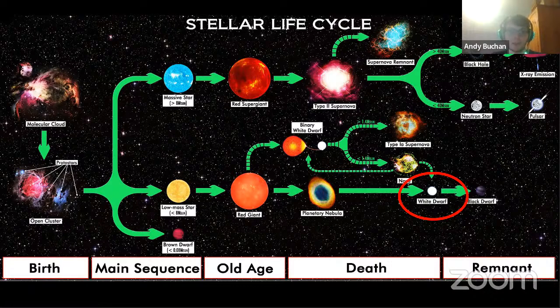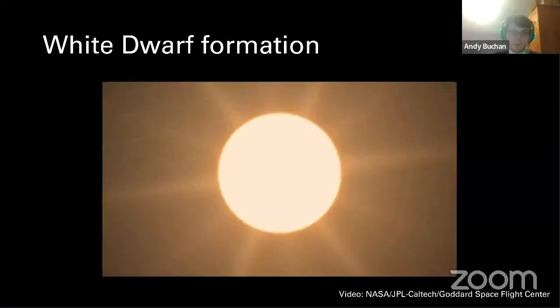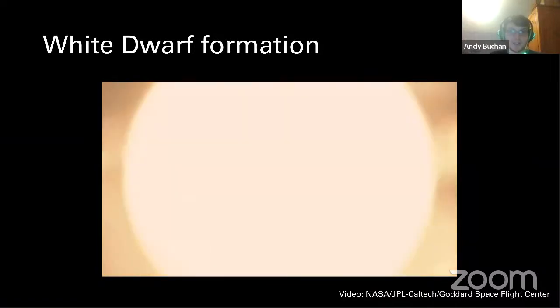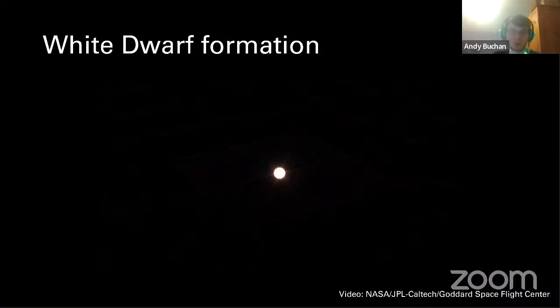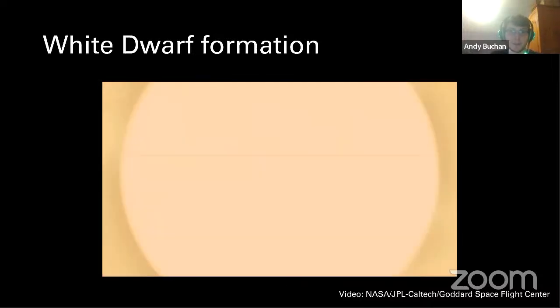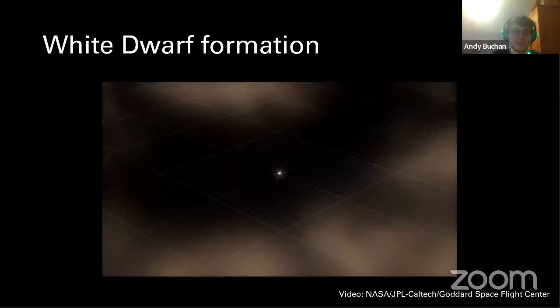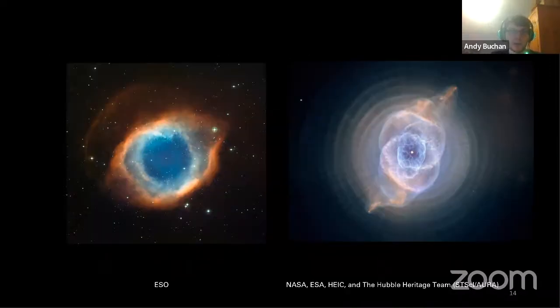So what actually happens when a star like the sun becomes a white dwarf? Well, it's very dramatic. The star runs out of fuel, which triggers a whole load of knock-on effects. Perhaps the most dramatic one is that the star dramatically increases in size, and it expels its outer layers, which then become these really beautiful objects called planetary nebulae. So here's two of them. There's the Helix Nebula and the Cat's Eye Nebula. And at the center of these nebulae is just a small, tiny, really hot core, which is the white dwarf.